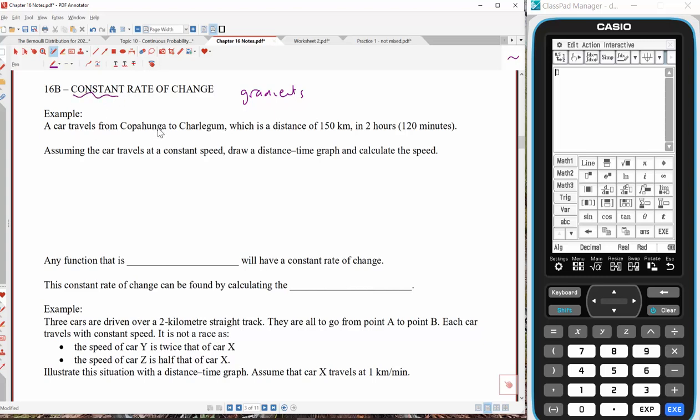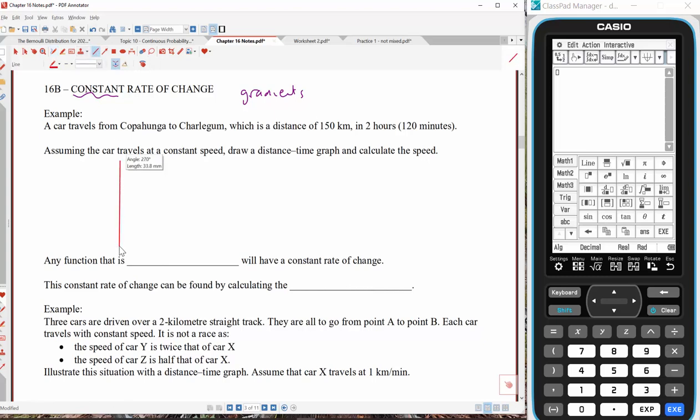So here we've got a car travels from Copenhagen to Charlegum, which is a distance of 150k in 2 hours or 120 minutes. Assuming the car travels at a constant speed, draw a distance time graph and calculate the speed. All right, let's do it.